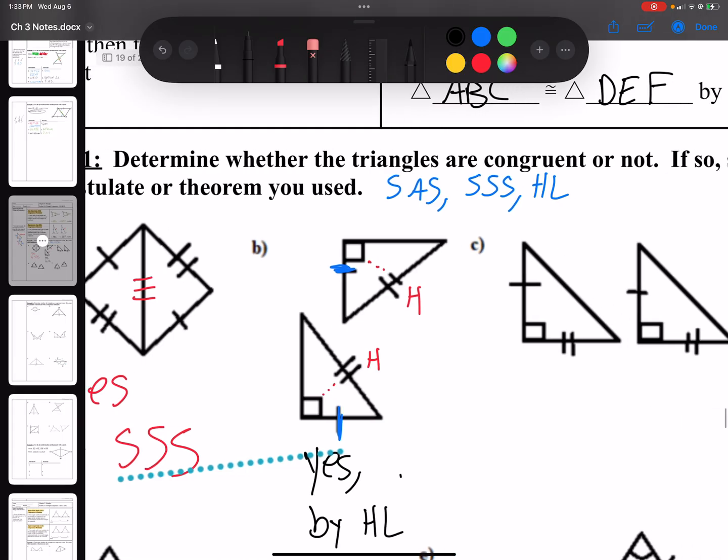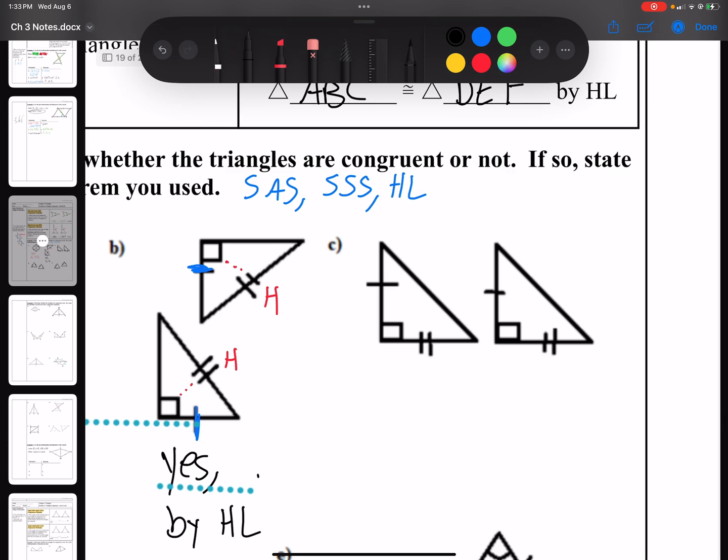But remember, just because it's a right triangle doesn't mean you have to use hypotenuse leg. What am I talking about? Look at C. These are right triangles. Look at the hypotenuse. That's the hypotenuse. That's the hypotenuse. Did they give me that the hypotenuses are congruent? No, they didn't. So I can't use hypotenuse leg here because I don't know that the hypotenuse is congruent.